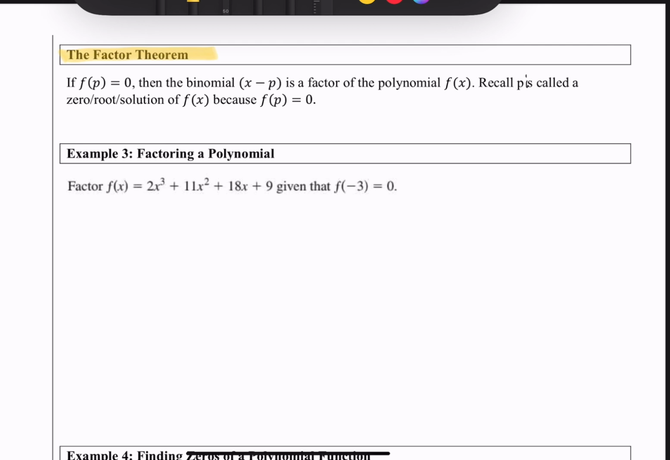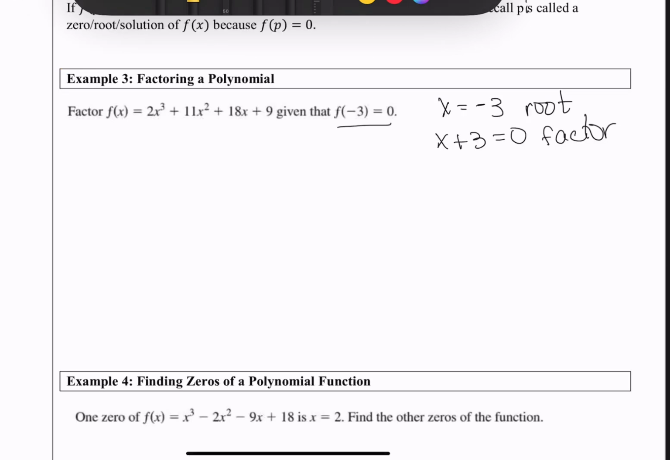So we are going to factor f of x equals this cubic polynomial. We know that x equals -3 is a root because f of -3 is equal to 0. So that tells me that x equals -3 is in fact a root. So then, if I set x plus 3 equal to 0, x plus 3 would have to be a factor. All right, so I'm going to use synthetic division here. I'm going to basically factor out that factor of x plus 3 by doing synthetic division.